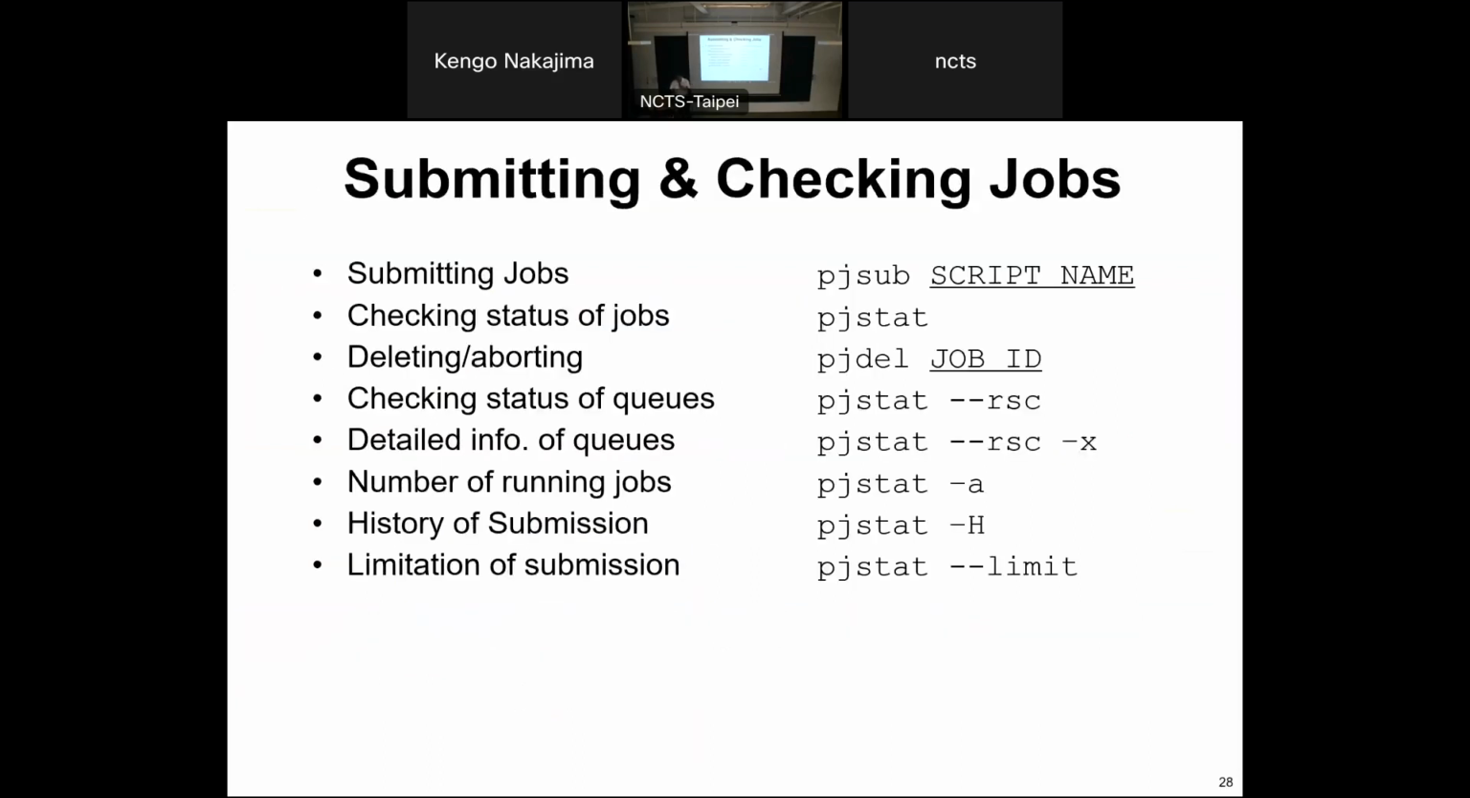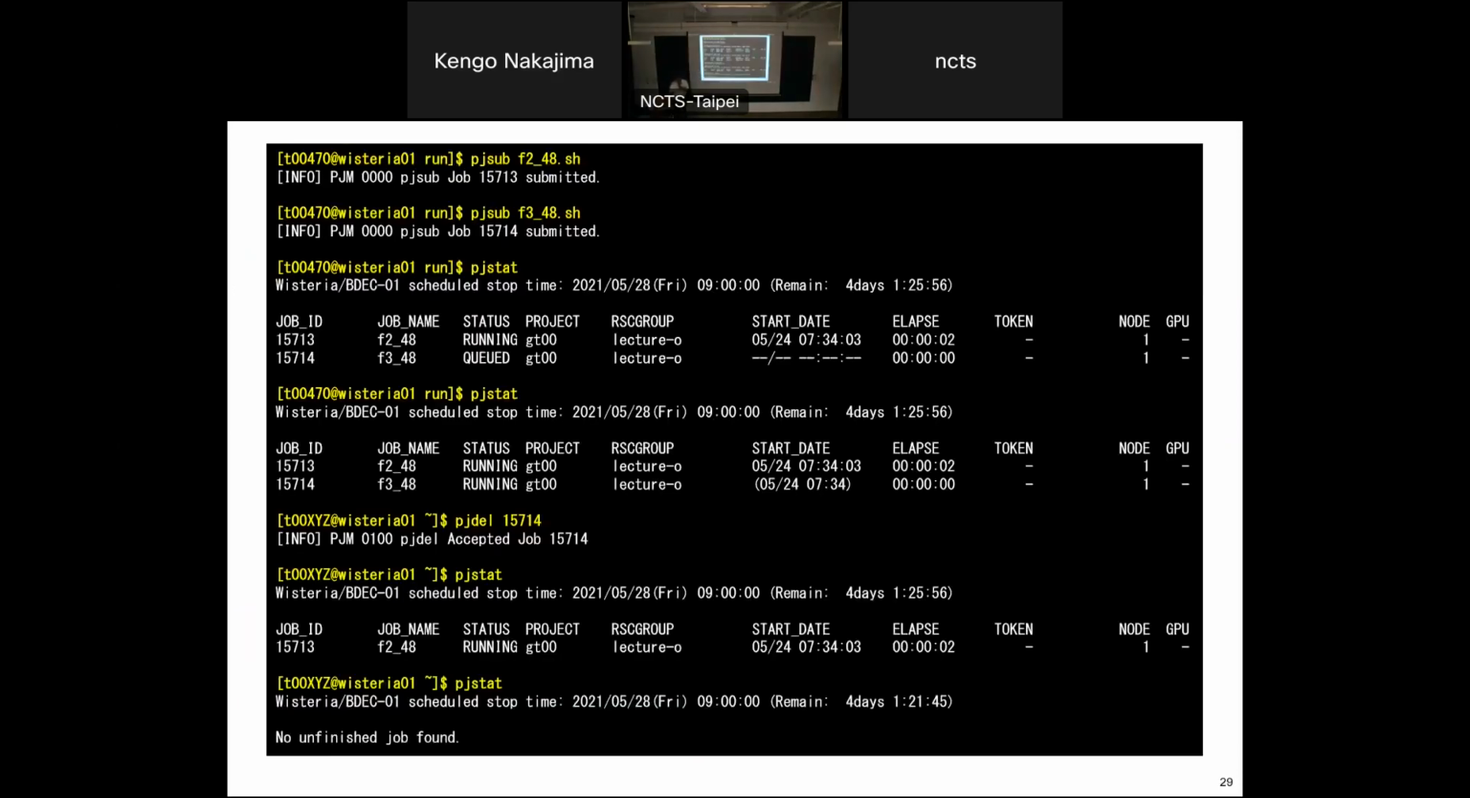So these are some commands for submitting and checking jobs. You have already done this with pjsub, where the script name is used to submit the job. And if you type pjstat, you can check the status of the jobs. Also, you can delete jobs with pjdel and the job ID. If you have additional parameters, you can see some information from this pjstat. I'll show you some examples in the next several pages.